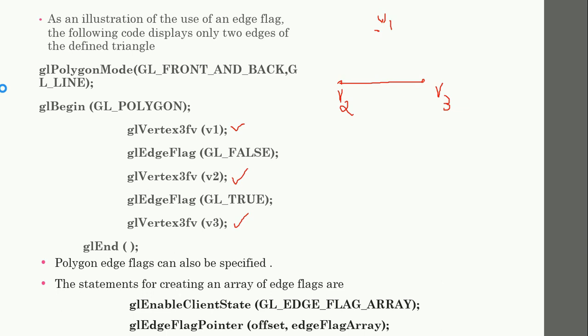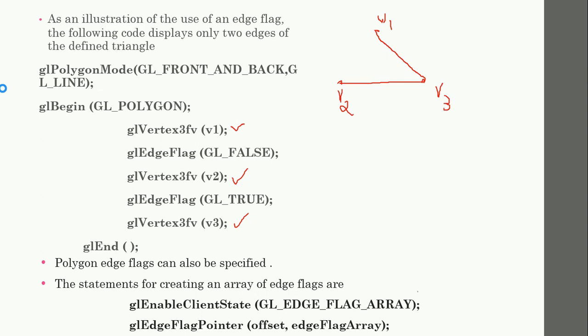There will be an edge between V2 and V3. And again after V3, between V3 and V1 we have not defined anything, so there again will be an edge between V1 and V3. So this is our triangle, how it is formed if you are writing the code like this. The polygon edge flags can also be specified as an array.